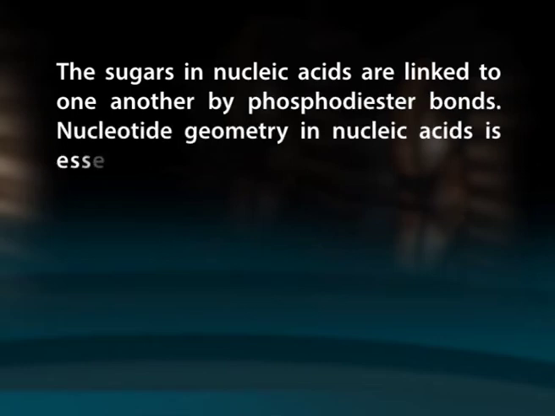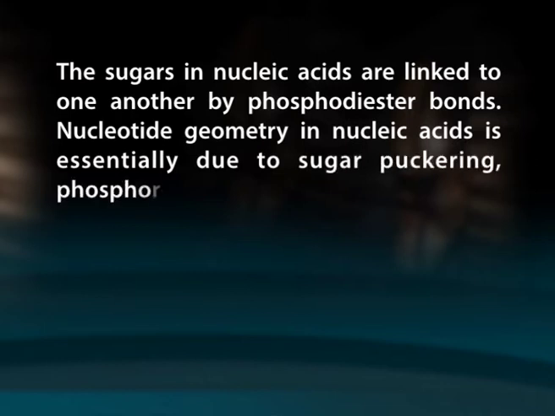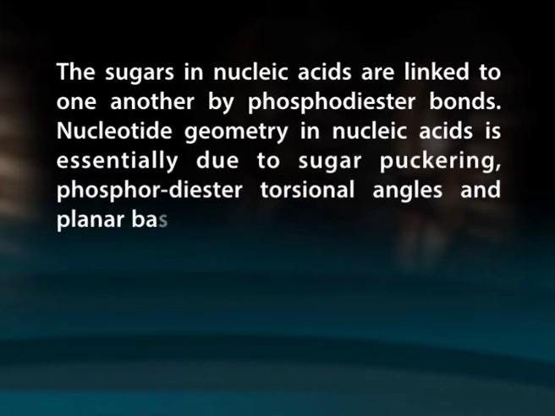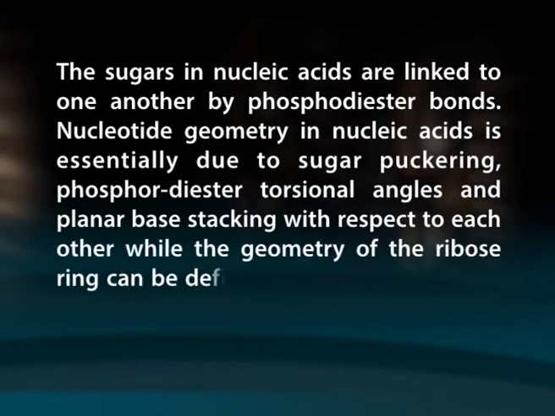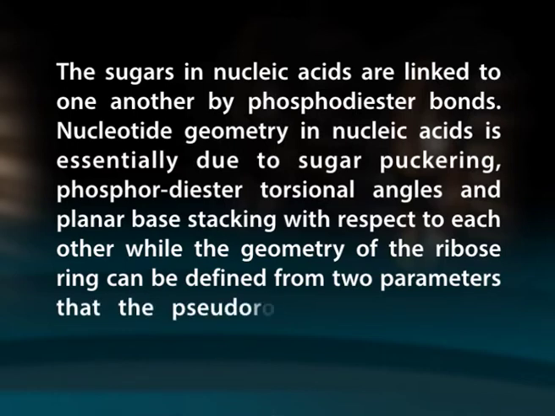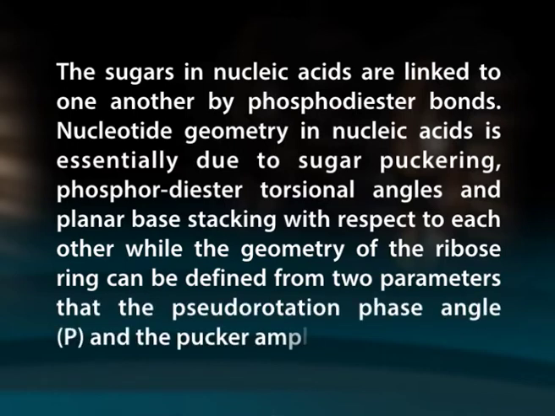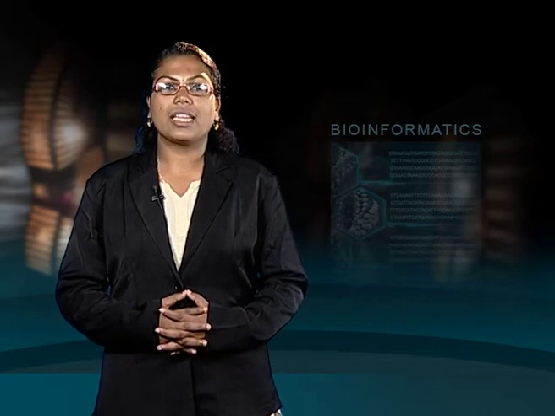Nucleotide geometry in nucleic acids is essentially due to sugar puckering, phosphodiester torsional angles and planar base stacking with respect to each other, while the geometry of the ribose ring can be defined from two parameters, that is the pseudo rotation phase angle, P, and the pucker amplitude. Ring pucker affects the torsional relationships of adjacent CH bonds in the sugar ring. The ribose ring is not planar and usually represents C2' endo south or C3' endo north conformation.